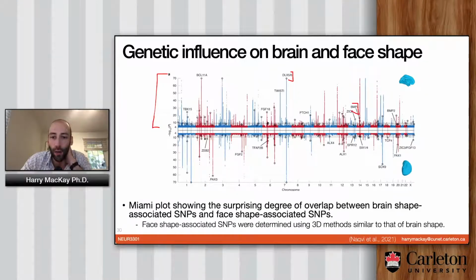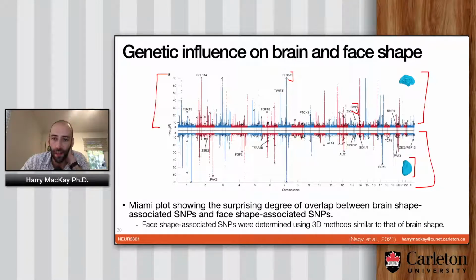And you might notice that this is a little bit different than a regular Manhattan plot, because there's also an underside to it. This would actually make it a Miami plot. Miami plots are like Manhattan plots, except they have a reflection. You know, Miami is on the water, so the skyscrapers are reflected in the water. So here they've plugged in a plot showing the significant SNPs controlling face shape, and they've just superimposed it on the SNPs they found controlling brain shape. And you can see that many of these areas are very well reflected.